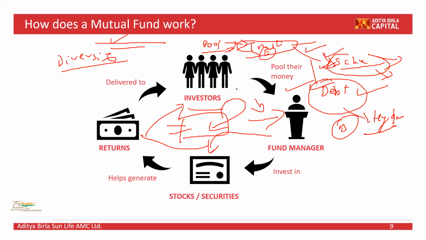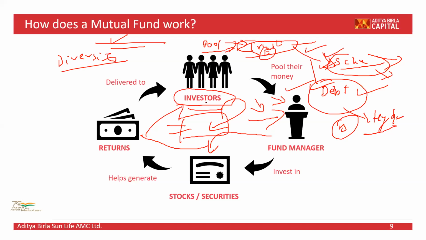The major things to understand here are two factors. One is that there is an expert person who is investing. The other is that many investors are putting the money together, so the cost of the fund manager gets distributed. You are getting the benefit of an expert wherein you are not the only person paying him. There are many people paying him, so the cost per person or per unit is reduced.